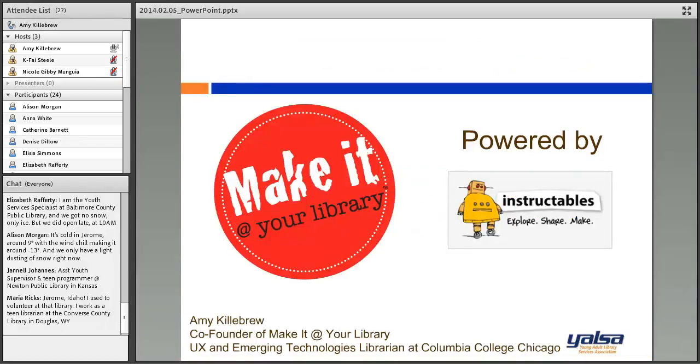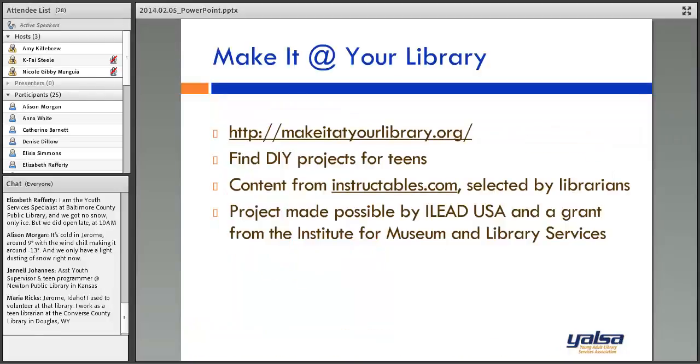As Nicole said, my name is Amy Killebrew, and I'm speaking to you today as a co-founder of Make It at Your Library, which is an online resource for librarians. But in my everyday job, I'm the user experience and emerging technologies librarian at Columbia College in Chicago. Just a brief history of Make It at Your Library. This website was created because of iLead USA, which is an immersive technology program for librarians that's run through the Illinois State Library.